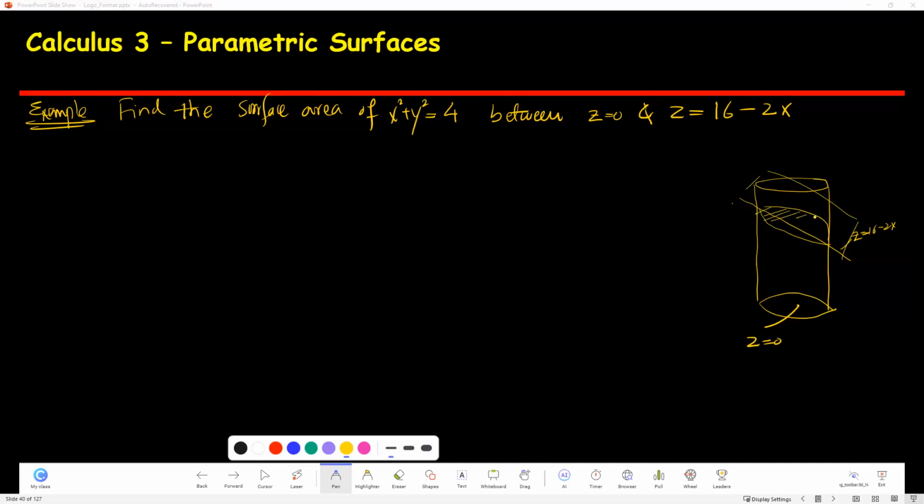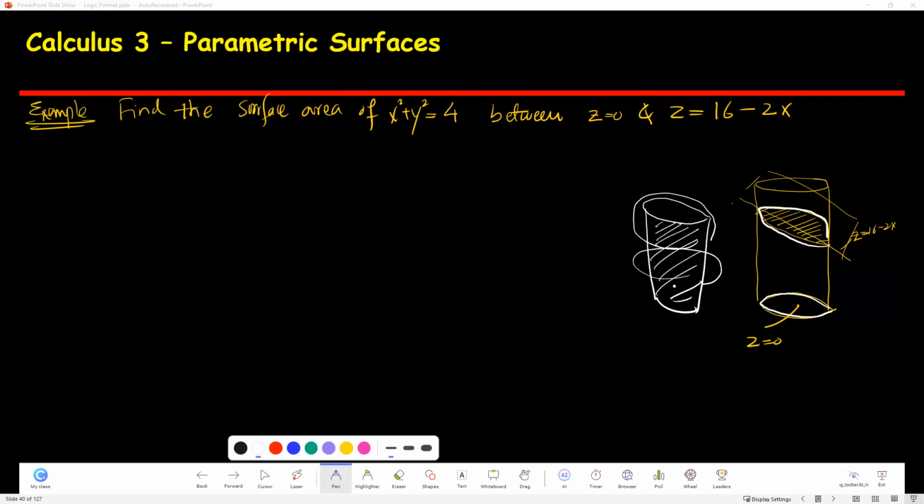So I need the area of this. What I want is just to find the surface area between this line and this line. It's going to look like this shape. I need the surface area for this, and on the back side, how it wraps around, the complete surface area of this.